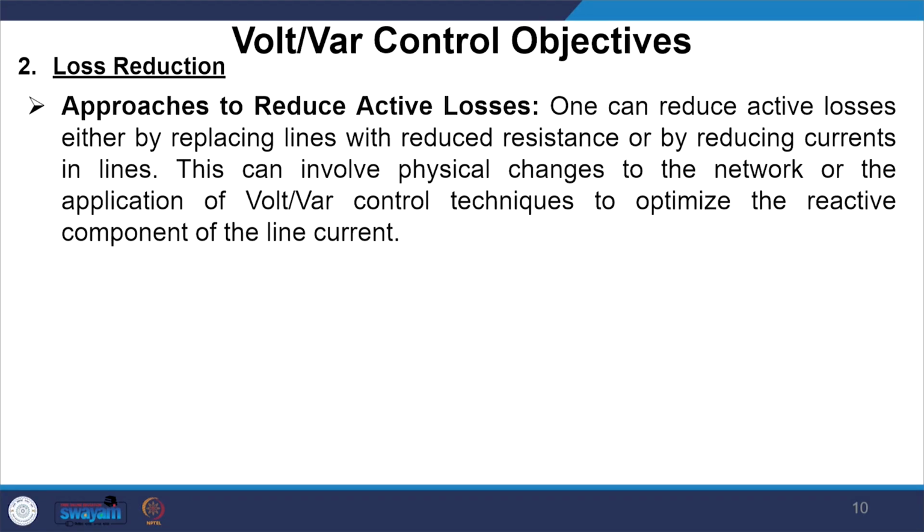Now there are different approaches to reduce active losses. One can reduce active losses either by replacing lines with reduced resistance or by reducing the currents in the lines, because when you say I squared R, either you reduce current or you reduce resistance. This can involve physical changes to the network or the application of Volt-var control techniques to optimize the reactive component of the line current. Replacing conductors with a low resistance conductor is not that easy. However, the current component can be controlled through proper Volt-var control techniques.